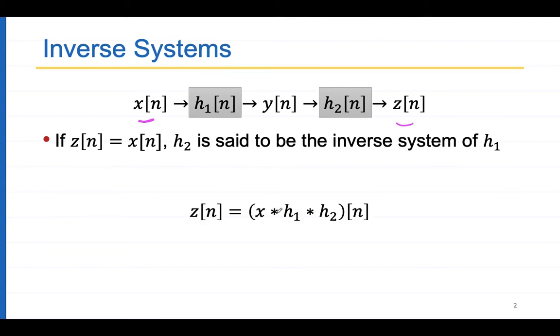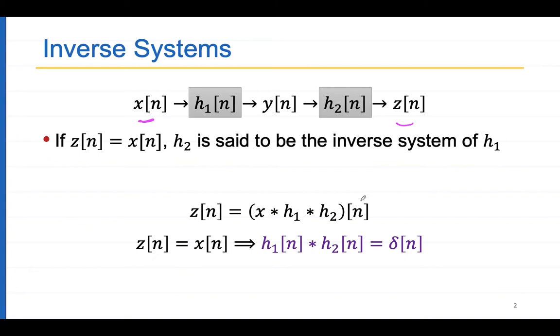I can write it like this. My z of n is x convolved with h1 convolved with h2 of n, and this is equal to x of n. Therefore, I can say h1 of n convolved with h2 of n is equal to a unit impulse, which means it is unity.